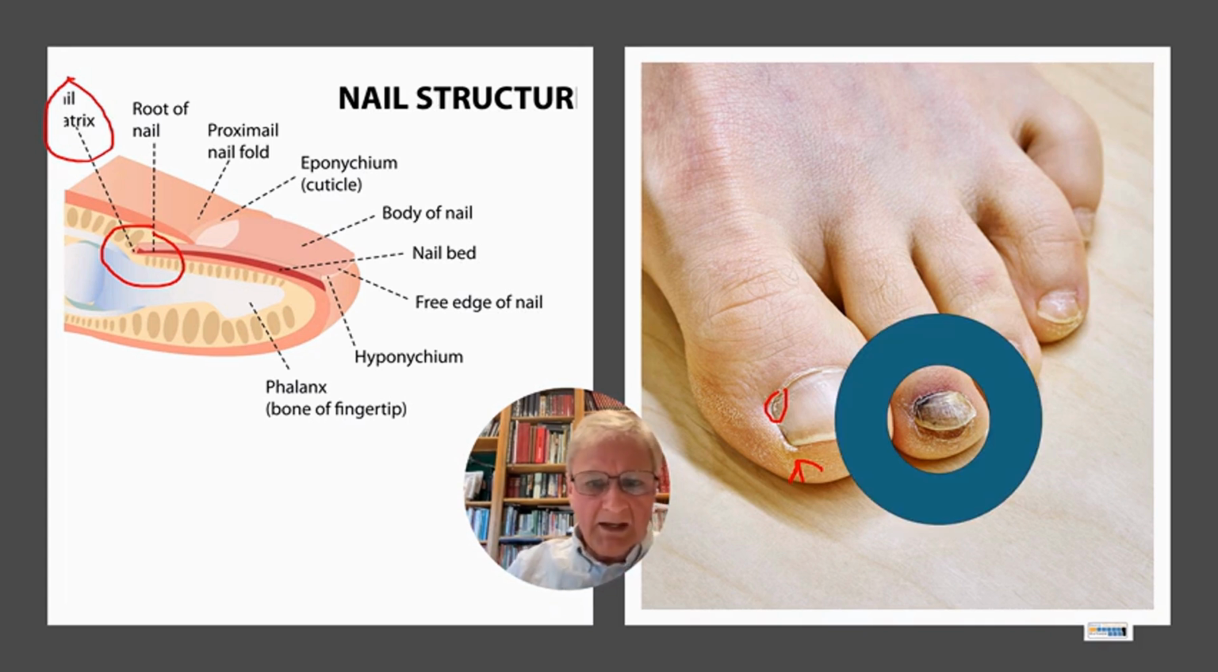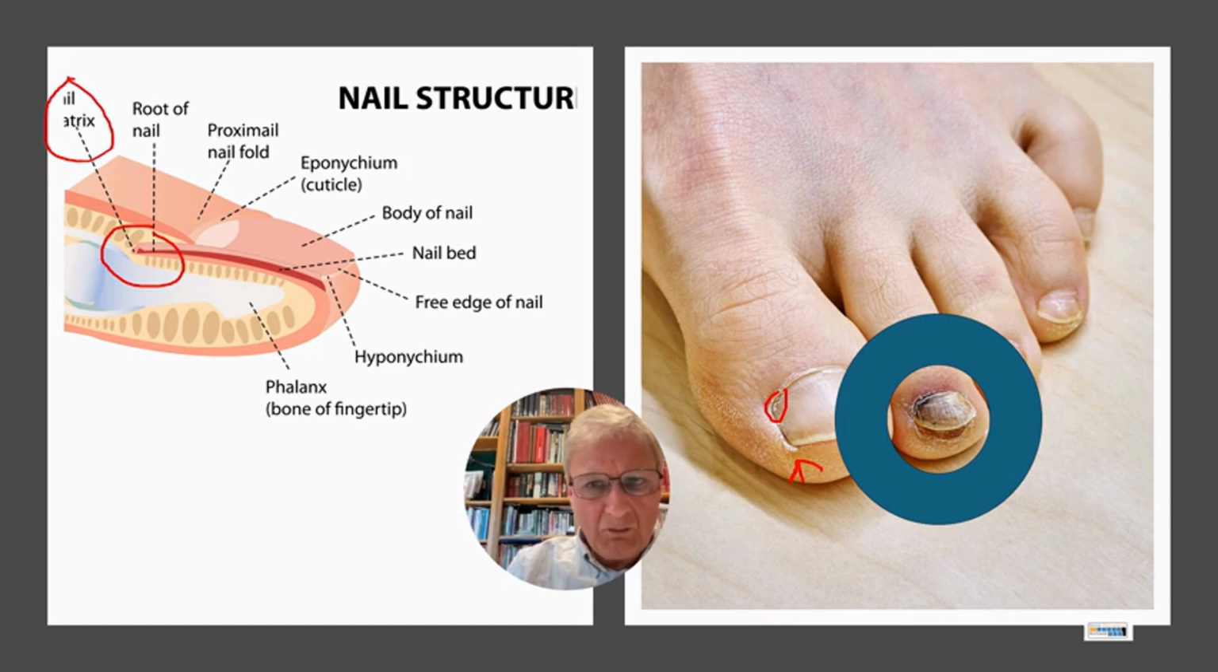The area here suggests trauma, and the reason it's trauma is because this is caused by a direct blow, a blunt object, or stabbing in the shoe, and the nail has lifted and there's blood underneath it. The problem with this is it's extremely painful unless you can release the blood by drilling through the nail plate. And you've really got to do this fairly quickly for it to be effective. So that's a subungual hematoma.